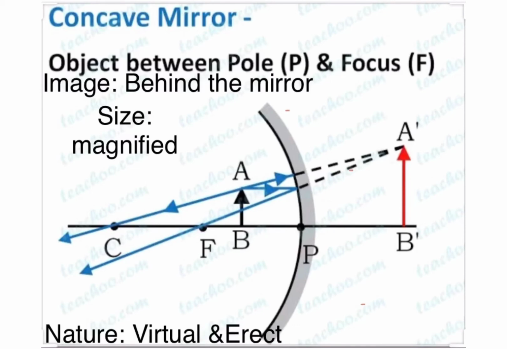So first of all, let us try to draw the diagram. Draw a concave mirror. Now consider a ray which is parallel to the principal axis from point A of the object. So this is the incident ray and it is getting reflected after passing through F. So this is your reflected ray.